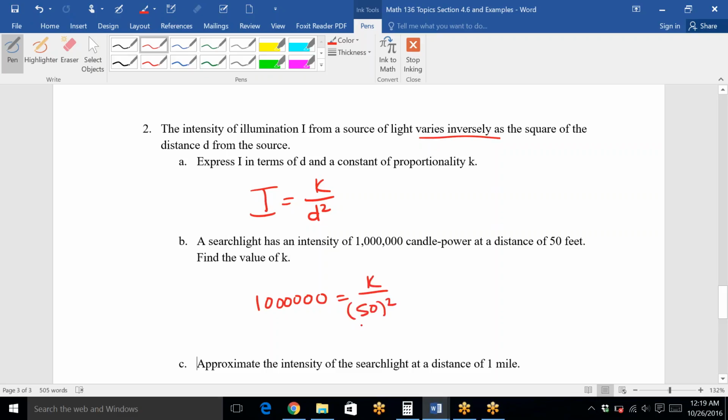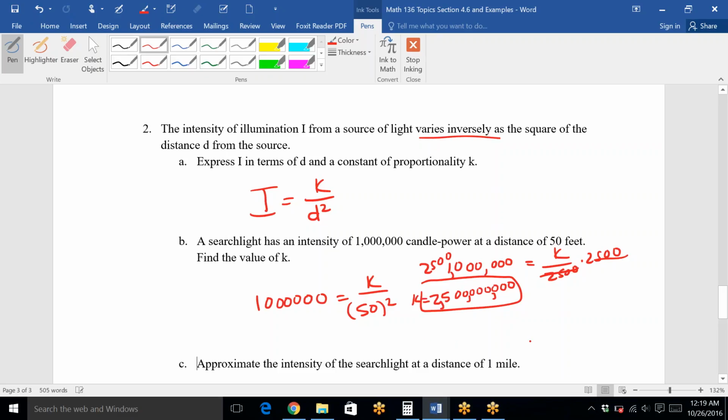You'd have to square 50, which is 2,500. I'm going to write in my commas. And then you're not dividing 1,000,000 by 2,500. You're actually going to have to multiply. So that is going to add 2 more zeros to this. So 25, 1, 2, 3, 4, 5, 6, 7, 8. So 2.5 billion essentially. So that's K.